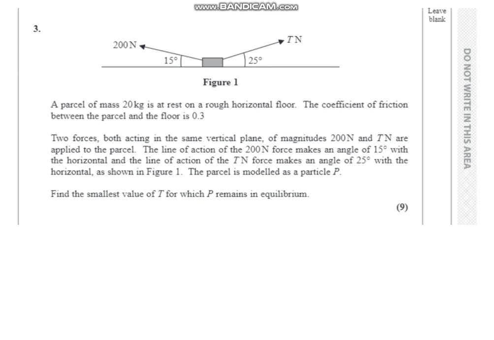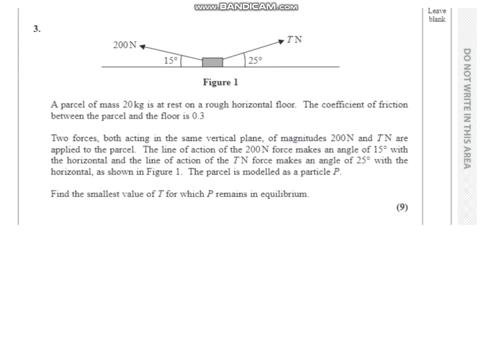A parcel of mass 20 kg is at rest on a rough horizontal floor. The coefficient of friction between the parcel and the floor is 0.3, which you can say mu. Two forces, both acting in the same vertical plane, of magnitudes 200 Newton and T Newton are applied to the parcel. The line of action of the 200 Newton force makes an angle of 15 degrees with the horizontal, and the line of action of the T Newton force makes an angle of 25 degrees with the horizontal, as shown in the figure 1. Don't worry, I'll mark these out and I'll label them.